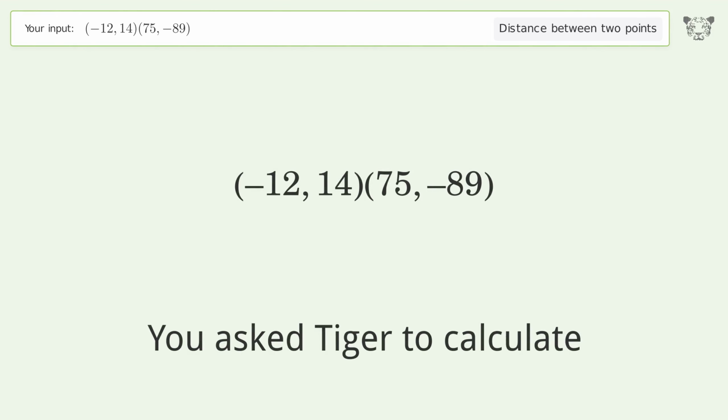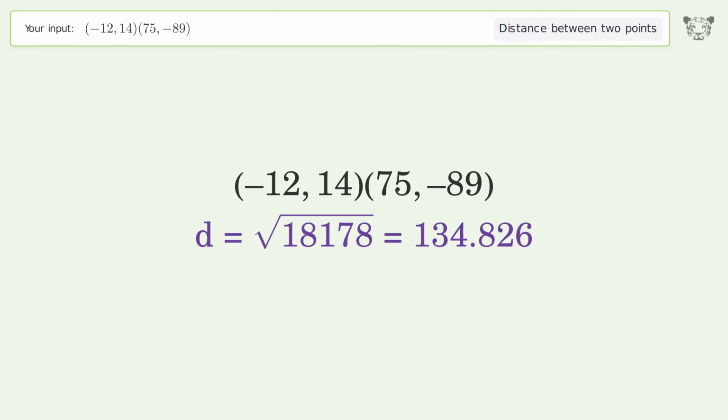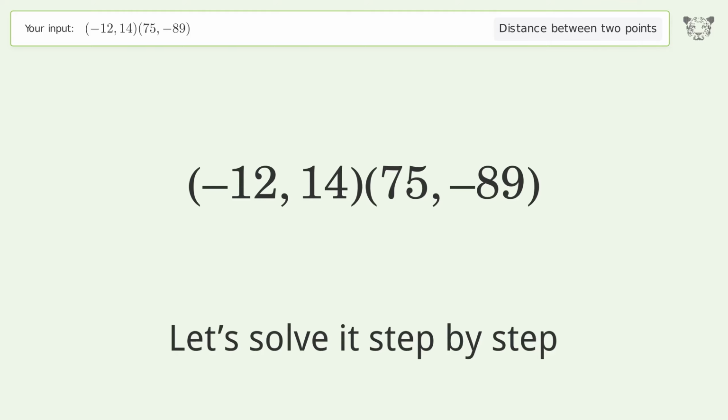You ask Tiger to calculate. This deals with the distance between 2 points. The distance between the 2 points is the square root of 18,178, or 134.826. Let's solve it step by step.